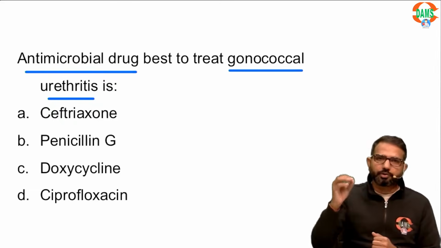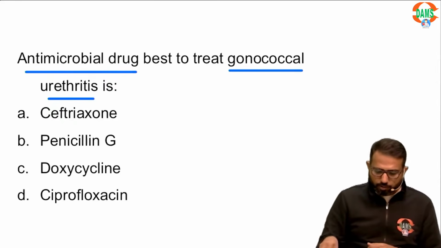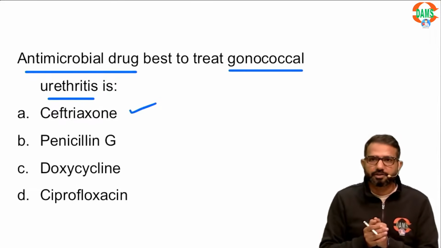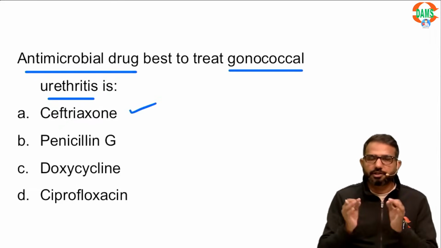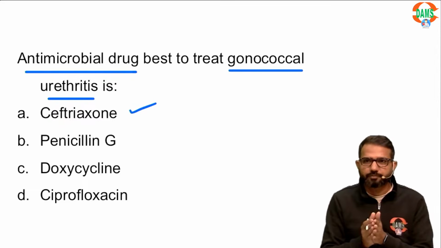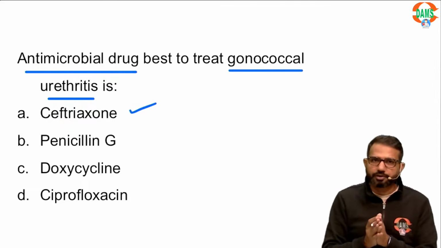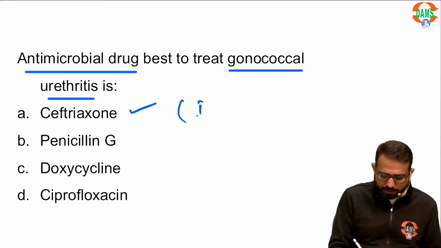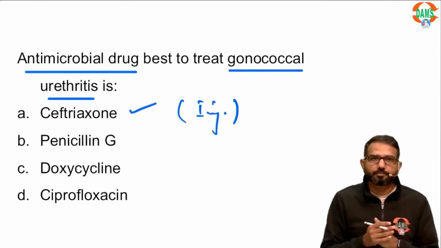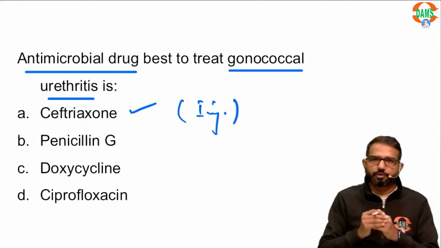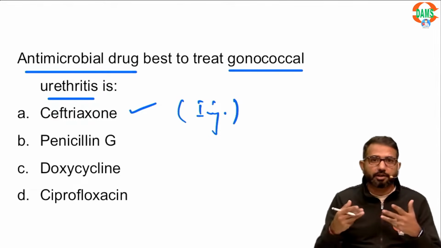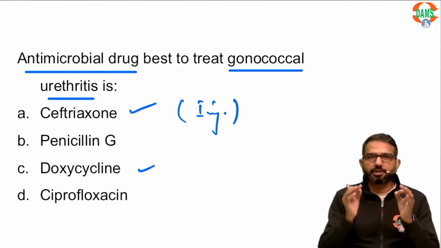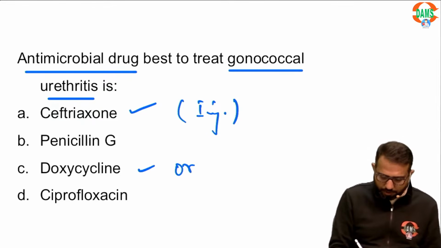In gonococcal urethritis, nowadays the best drug is ceftriaxone. Single dose ceftriaxone. Very good, guys. So single dose ceftriaxone is best. We use the injectable, this is an injection. Single dose, that is best. But what are the alternatives? The alternative drug is doxycycline. Doxycycline is an oral drug. So which is the oral alternative? That is doxy.